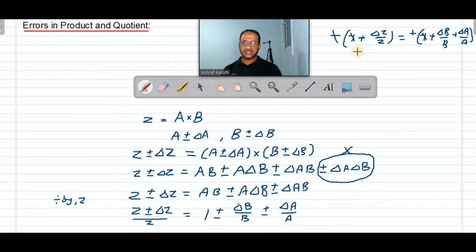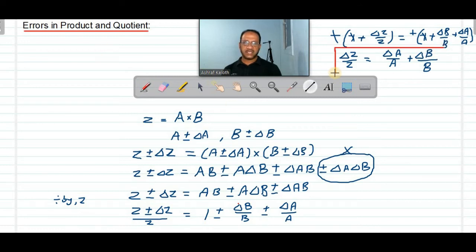And the last equation is coming: delta z by z is equal to delta b by b plus delta a by a. That I am writing first delta a by a, then plus delta b by b. This is the last equation.